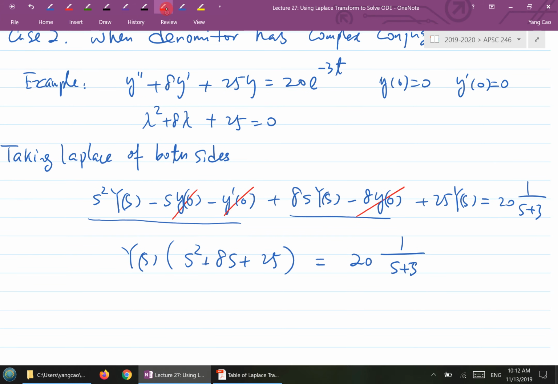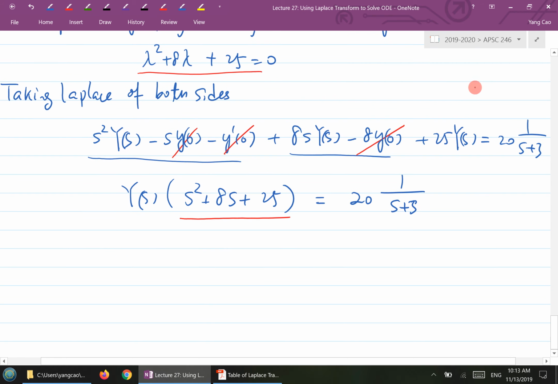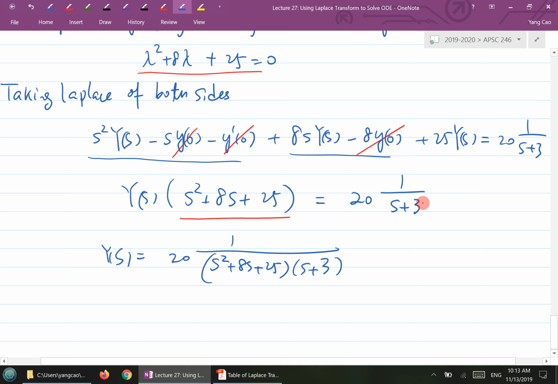So now you see that term over here is very much like the characteristic equation. It's basically the same. If you change s to lambda, you get the same characteristic equation. Okay. So your Y of s is what? Is 20 times 1 over s squared plus 8s plus 25, and then s plus 3. Okay, that's it. That's the expression for Y of s.